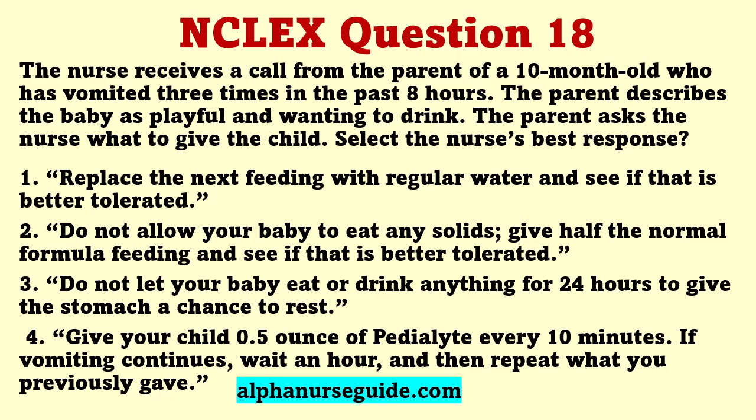The correct answer is 4. Give your child 0.5 ounce of Pedialyte every 10 minutes. If vomiting continues, wait an hour and then repeat what you previously gave. Offering small amounts of clear liquids is usually well tolerated. If the child vomits, make them NPO for an hour to allow the stomach to rest and then restart fluids.